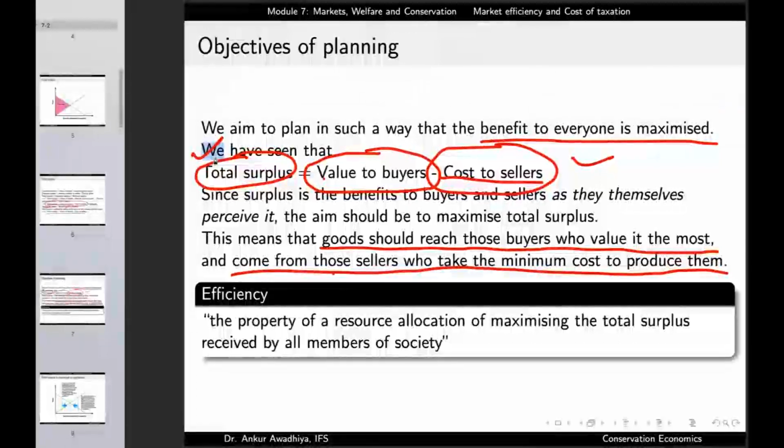So in the case of proper planning, we are trying to maximize the surplus of the society. We are trying to maximize the buyers' as well as the sellers' surplus, or the producer as well as consumer surplus. And in that case, what we are saying is that we should produce more and more of those goods that have a higher value, and these goods should go to those people who value them the most, because in that case the consumer surplus will be maximized.